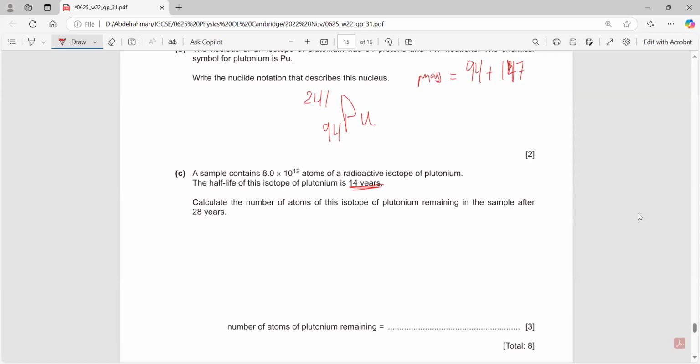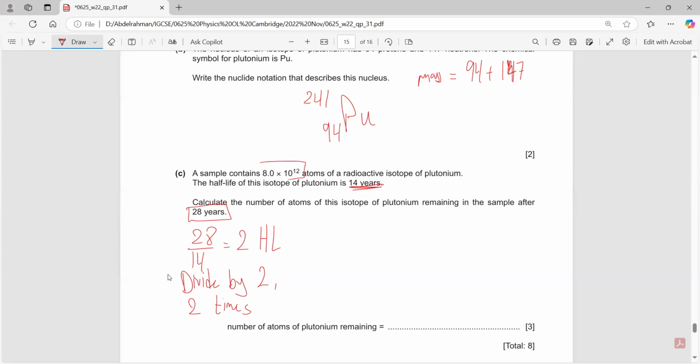How many 14 years are there in 28 years? That's the first question you should ask yourself. 28 divided by 14 is 2 half-lives. What do I mean by 2 half-lives? Divide by 2, how many times? 2 times. What is the number that we will be dividing by 2?